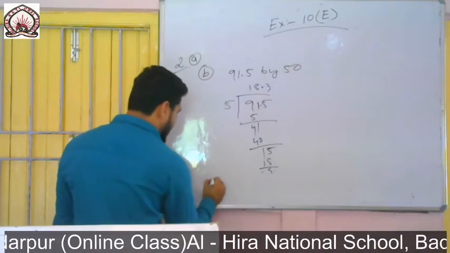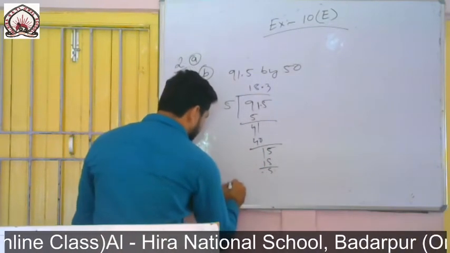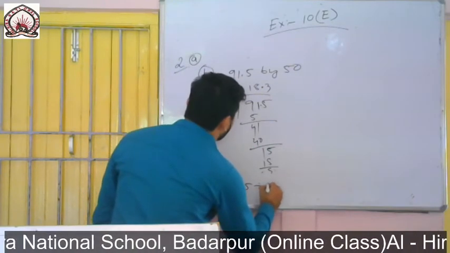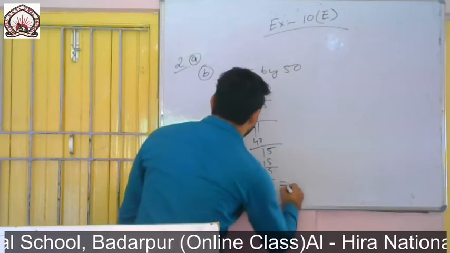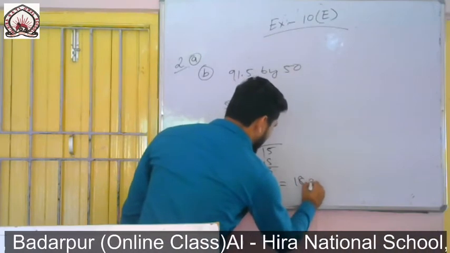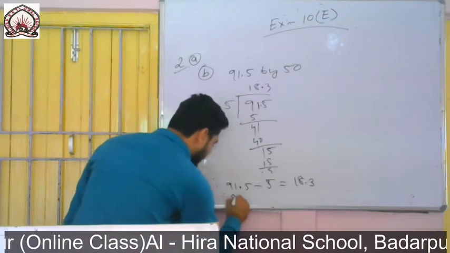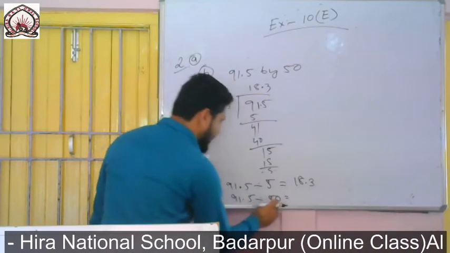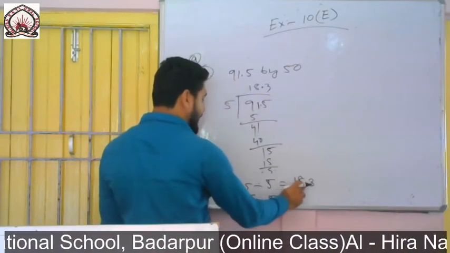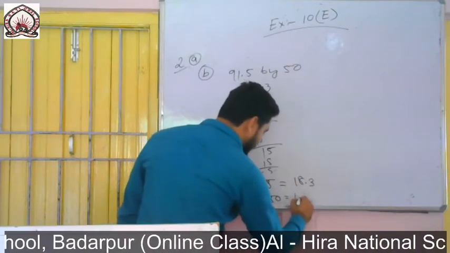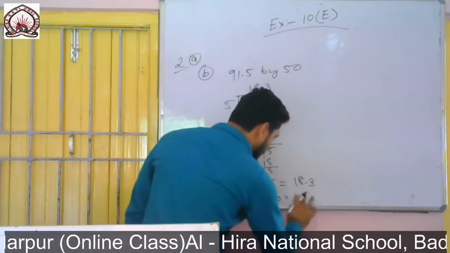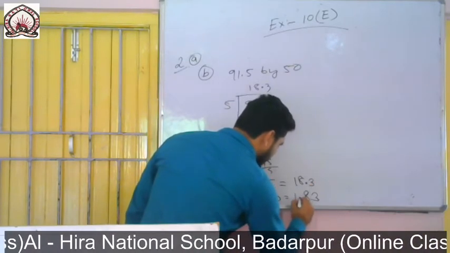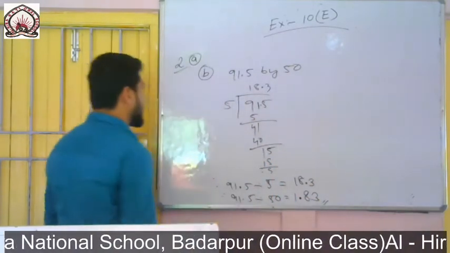Okay, so write therefore 91.5 divided by 5 equals to what? 18.3. Okay, therefore 91.5 divided by 50 will be what? 10 is there, so you move one place left, 1.83. Okay, that is the answer as earlier.